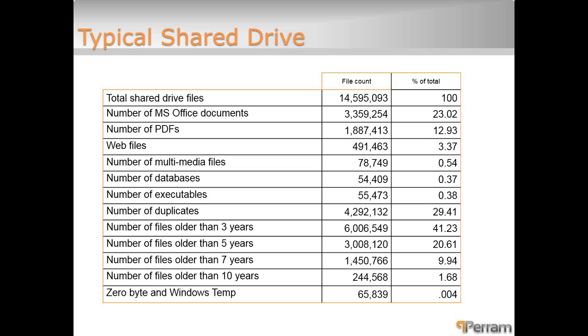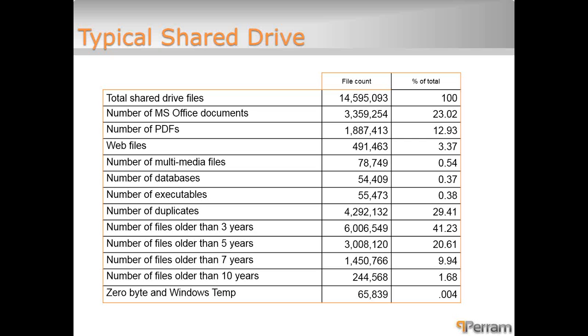Now within those, there's likely lots of versions, copies, duplicates, non-business value documents sitting within those. You'll also see that we're storing lots of odd things in odd places. So backup of web files, multimedia files, databases, executables. Again, this is from a shared drive. So probably you'd be surprised to know that there's 54,000 databases on your shared drive. But it happens all the time. There's lots of things that we don't even realize we're storing anymore.